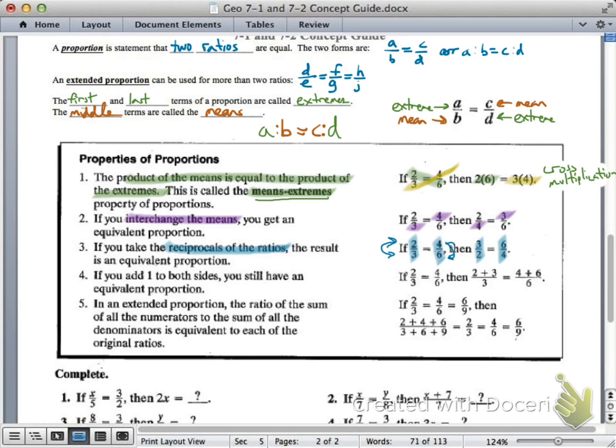And then you can apply the property above and switch those around. So we can exchange the means and the extremes, really. Property 4 here, we have an equation, really. A proportion is an equation. So whatever you do to one side, you can do to the other.